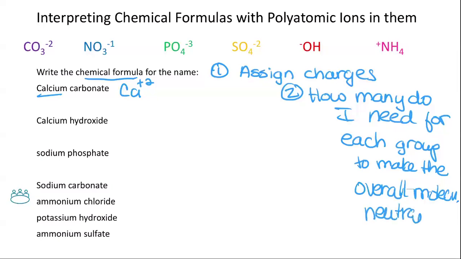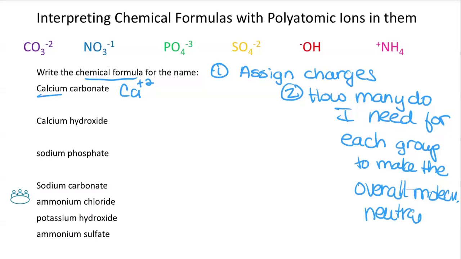Okay, so I have a calcium +2, and I have a carbonate -2. -2 and +2 are going to equal 0. So calcium carbonate's not too hard. It's going to be Ca, CO3.